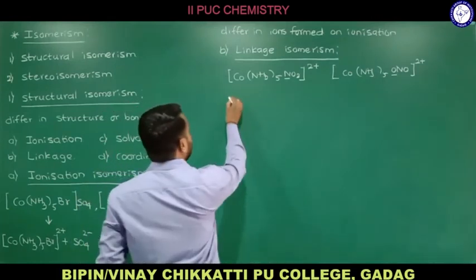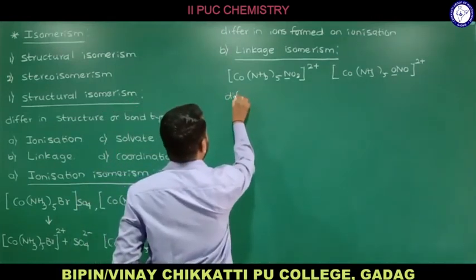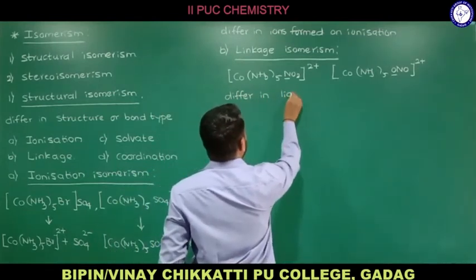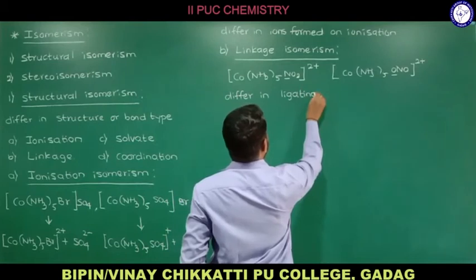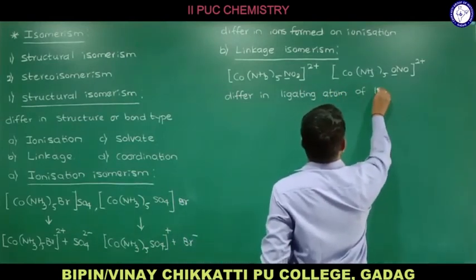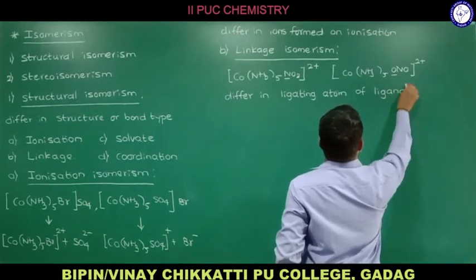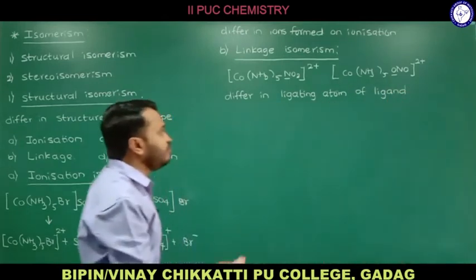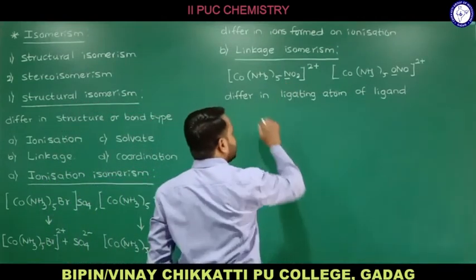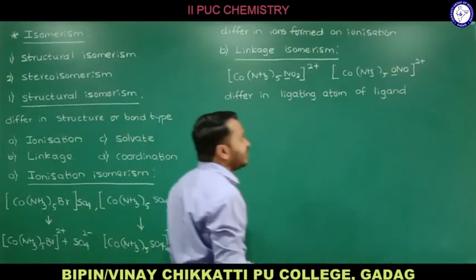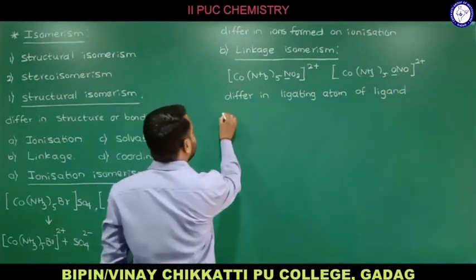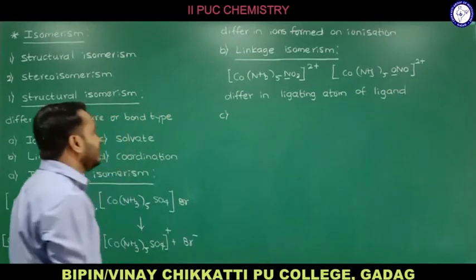The keyword I am going to write here: the complexes having the same molecular formula but differing in ligating atom of ligand are called linkage isomers, and the phenomenon is called linkage isomerism. Nitrogen will be the ligating atom in this case and oxygen will be the ligating atom, since these are ambidentate ligands. So that is about the second kind of structural isomerism, that is linkage isomerism.